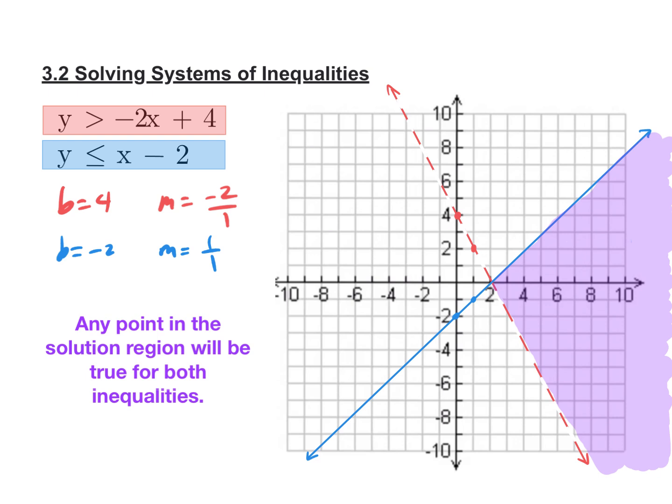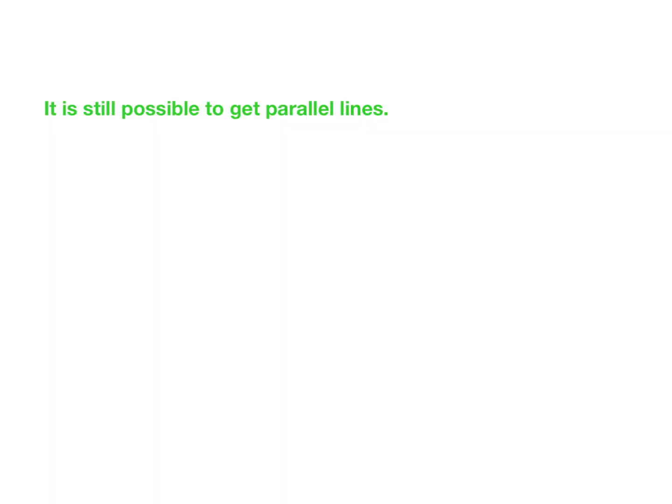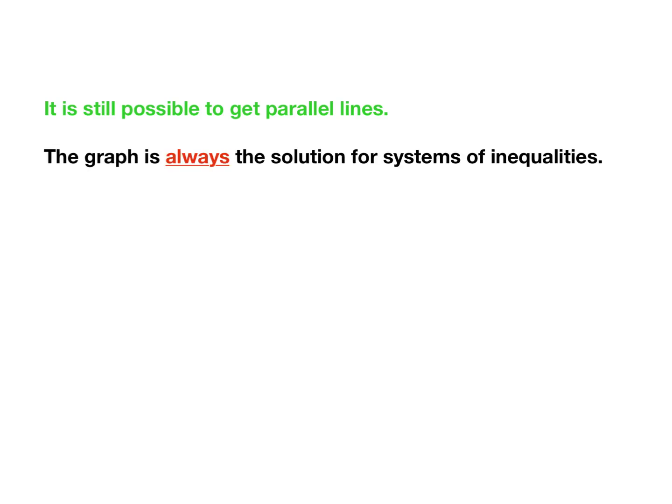Because when we talk about graphing, we can have some strange situations that happen too that won't always be like this, all right? Sometimes we can get parallel lines. Now, the thing that's important to understand is that the graph is always the solution. The graph is the solution. We don't have to state any no solution or infinite or anything like that. You don't have to do that. Okay.